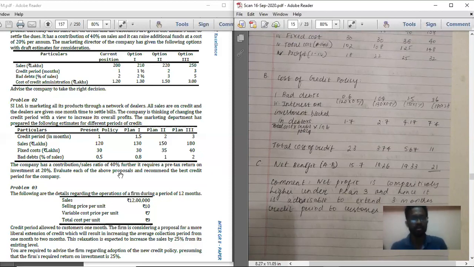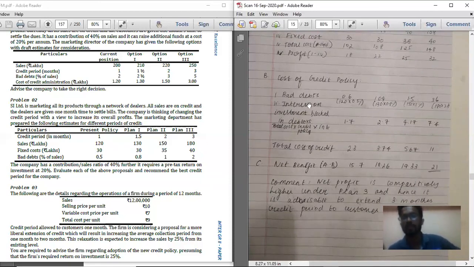Don't do that. This is percentage of sales. You should only take in rupees value. So if they are given in percentage of sales, then calculate it and convert it into rupees value. Always see the term in which they have mentioned the bad debt. So bad debts, 0.5% on 120, that is sales.